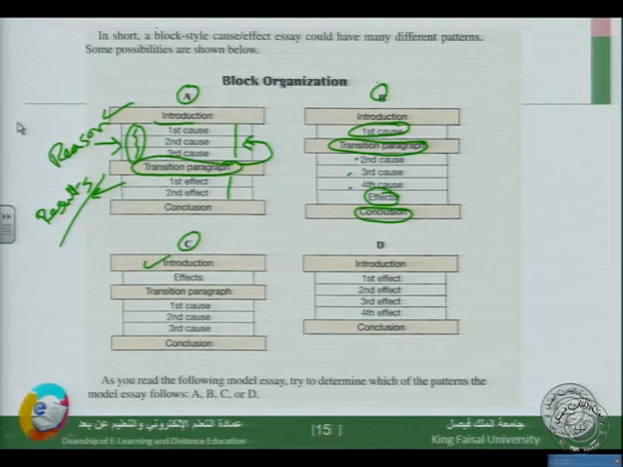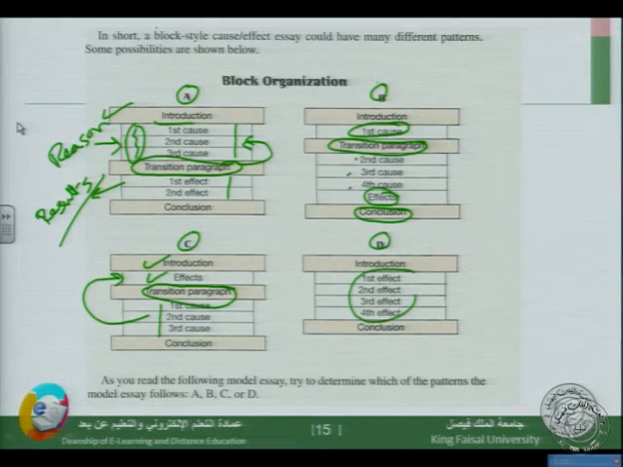Another form right here: we have the introduction. In your cause and effect essay, you can mention the effects after the introduction, then a transition paragraph, and then you talk about the reasons of these effects. Or you can have a cause essay that only talks about effects. So can you notice now what we mean by block organization?